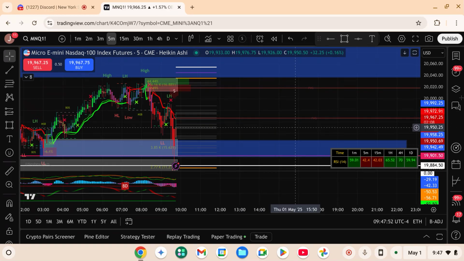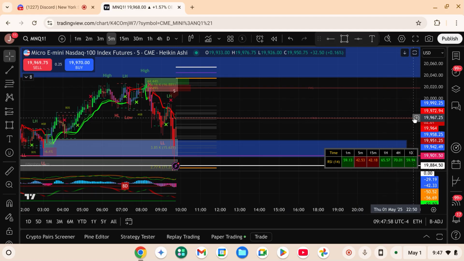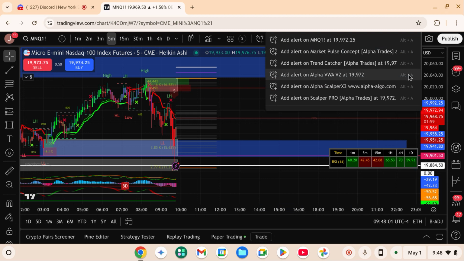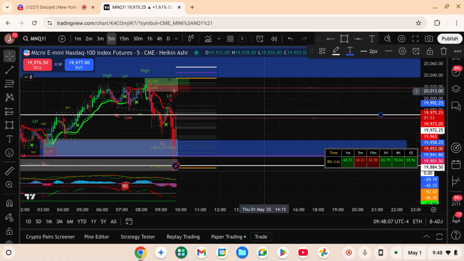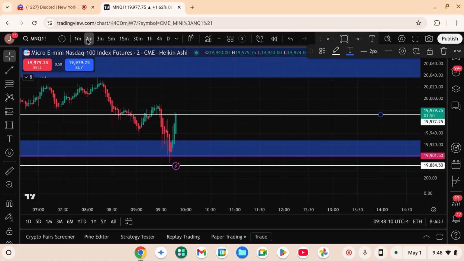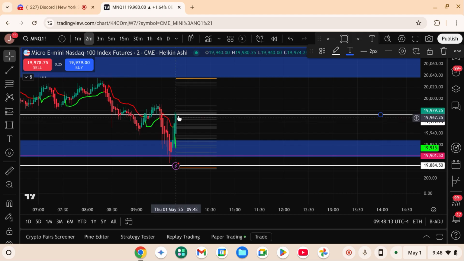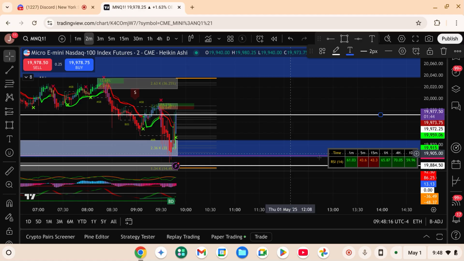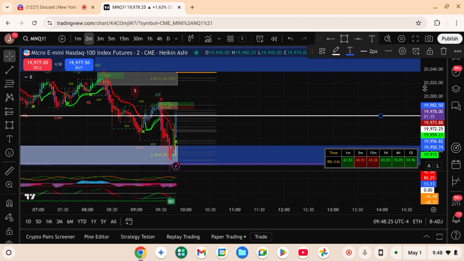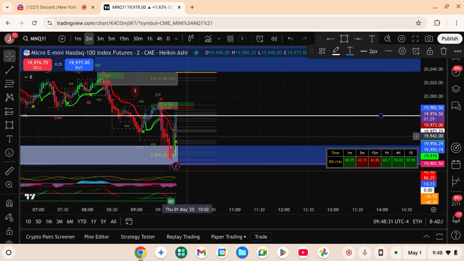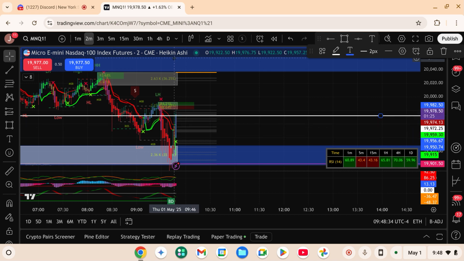So if I draw this up here from the 5 minute, what is that? 19,972. Let me see. And then I'll go to the 2 minute. Right there, it's breaking through. So that's the type of setup I would take if there wasn't news. In a few minutes, I would have entered on this one here and targeted this.